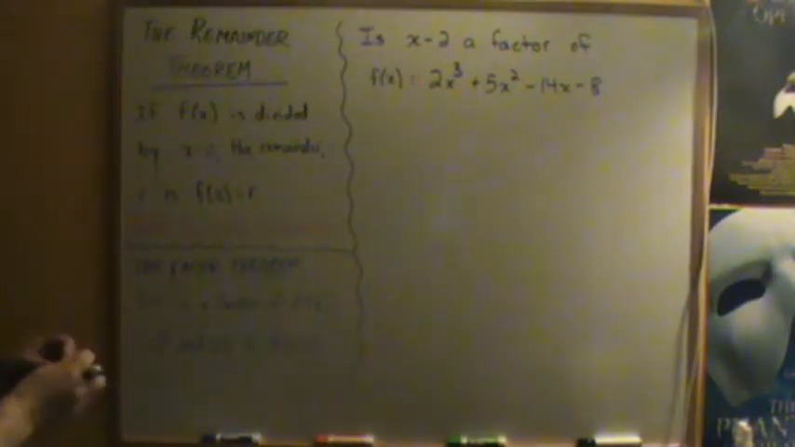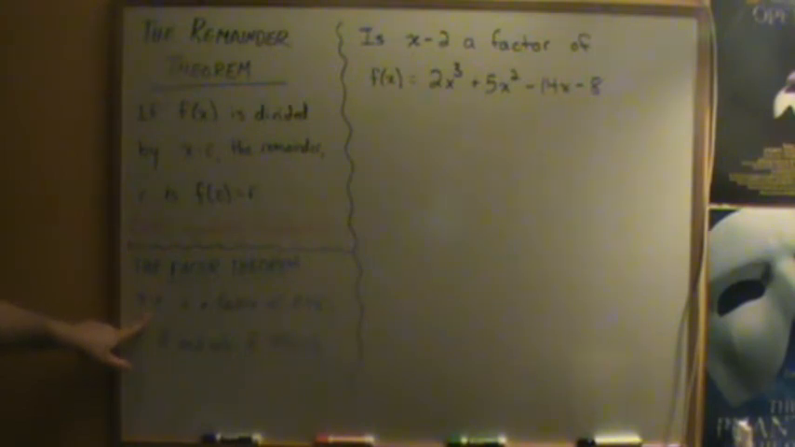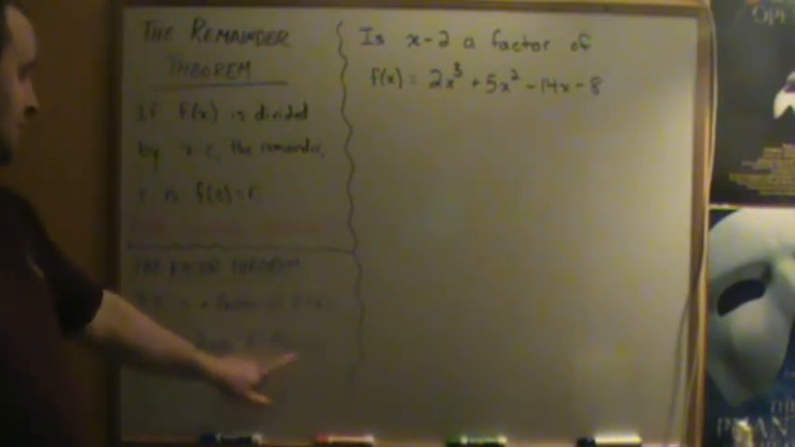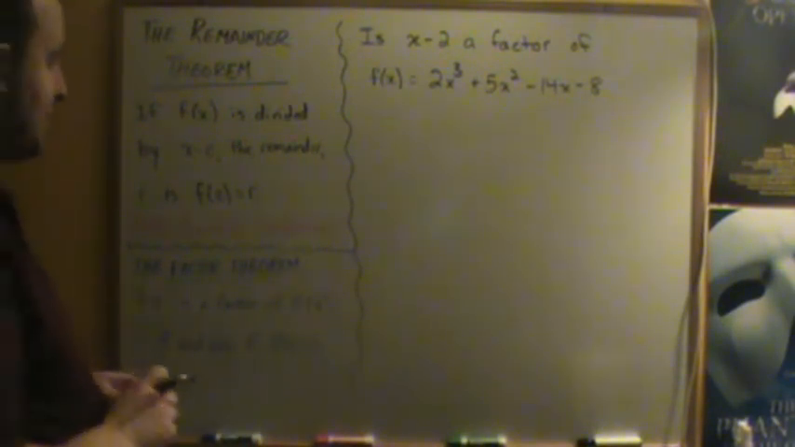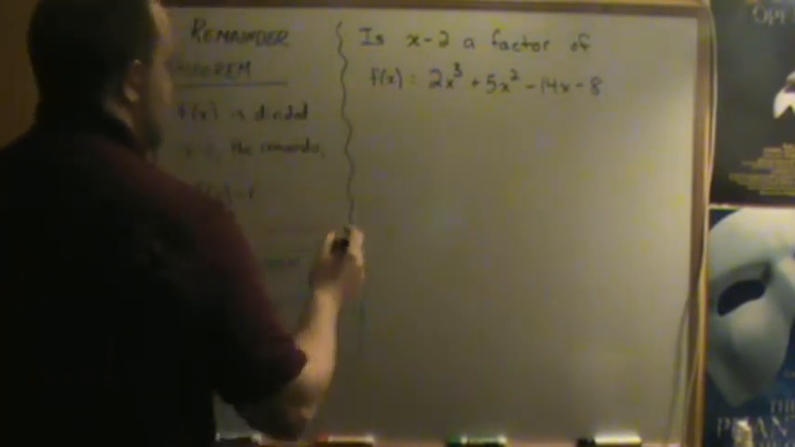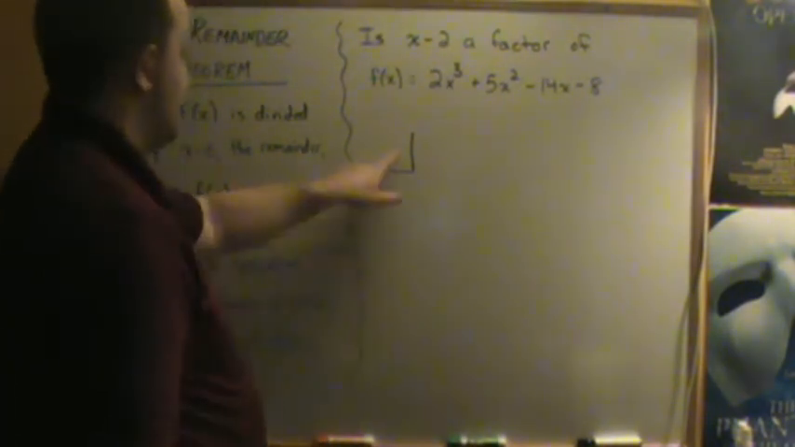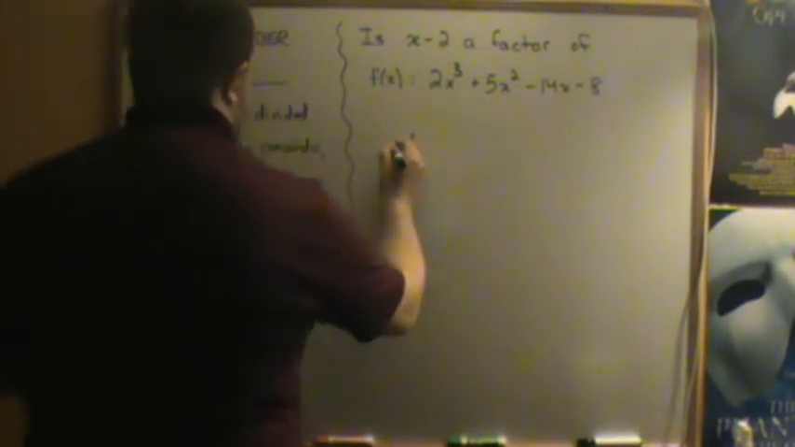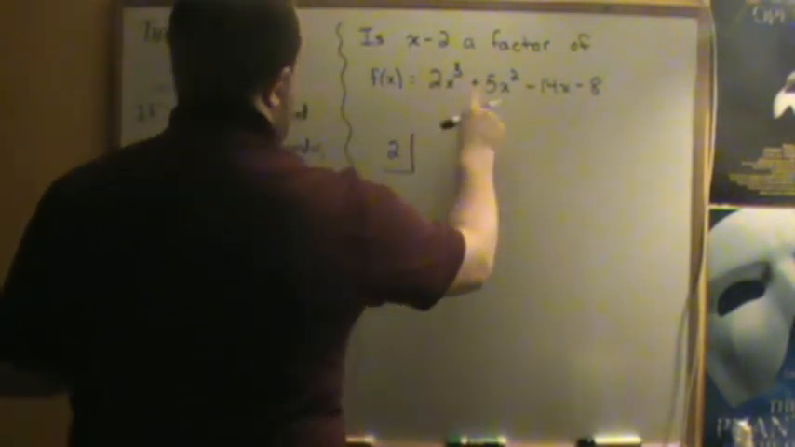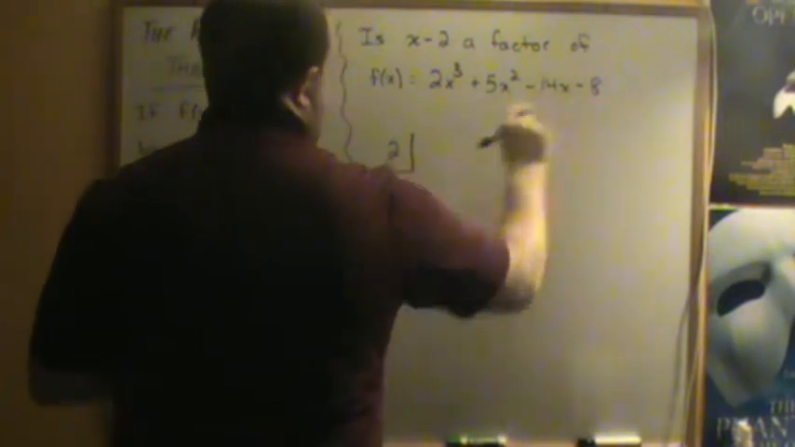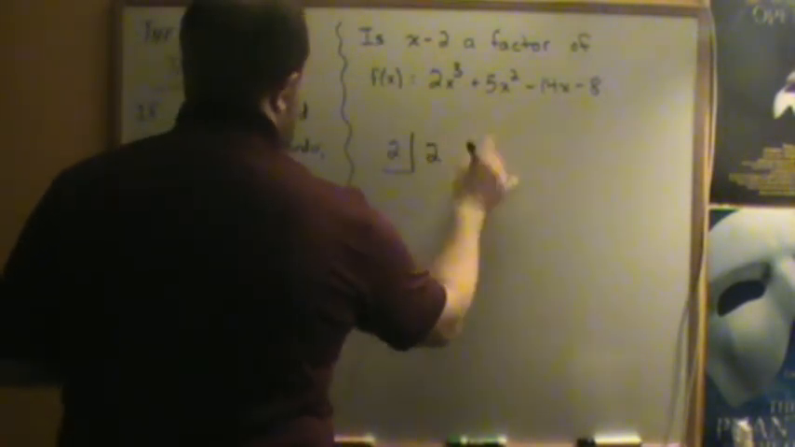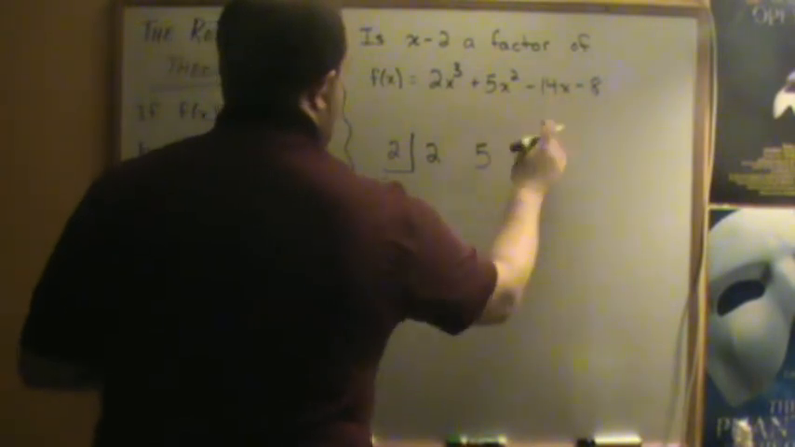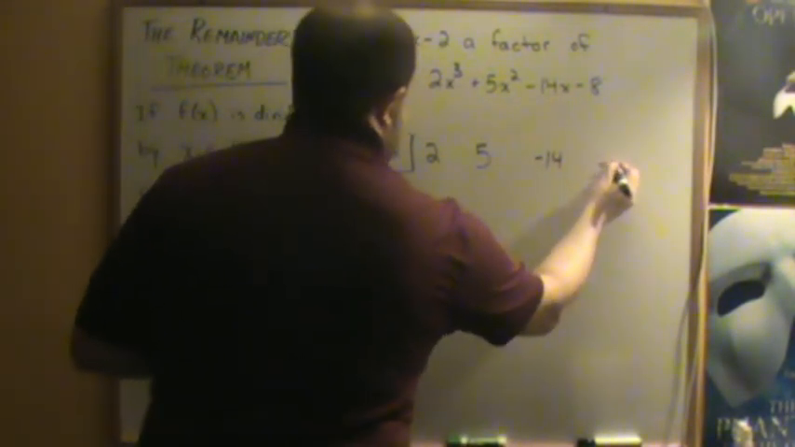Now the Factor Theorem, just to reiterate, says x minus c, that binomial, is a factor of the function f of x if and only if f of c equals 0. If and only if, by the Remainder Theorem, we get a remainder of 0. So, synthetic substitution here. To test if x minus 2 is a factor, in this box here we take the opposite of negative 2, which is a positive 2, and then we write our coefficients. Notice we have a cubed term, squared term, linear term, and a constant, so we don't need any placeholders. Coefficient of x cubed is 2, coefficient of x squared is 5, coefficient of x is negative 14, and we have our constant negative 8.